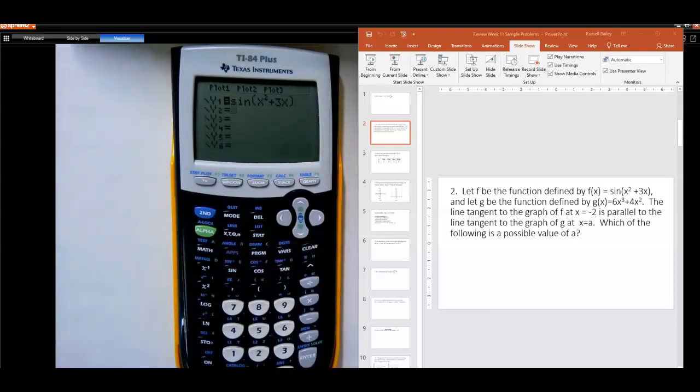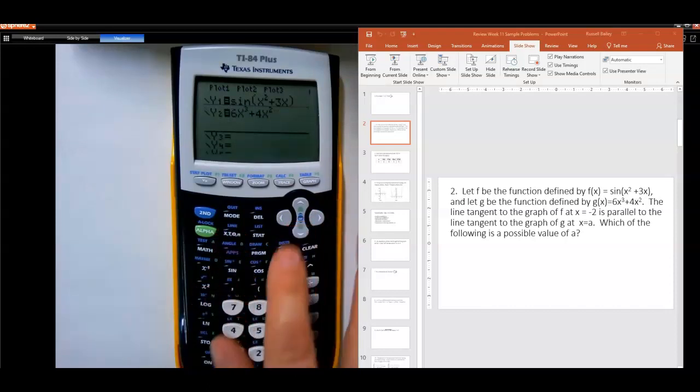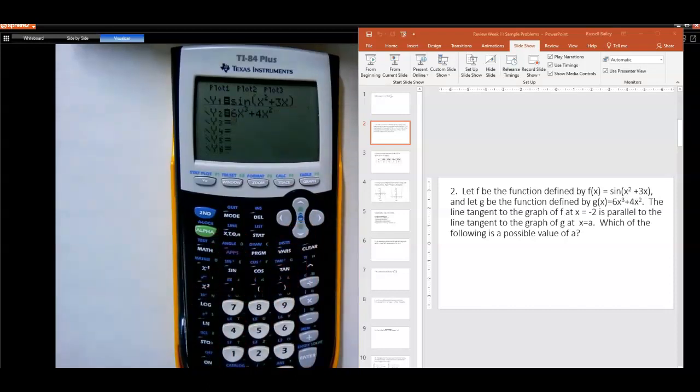And then we're also going to do the g function. I'm going to go down and type the g function into the next line down: 6x cubed plus 4x squared. All right, so there's that. Now I'm going to get out of there by pushing second and quit.